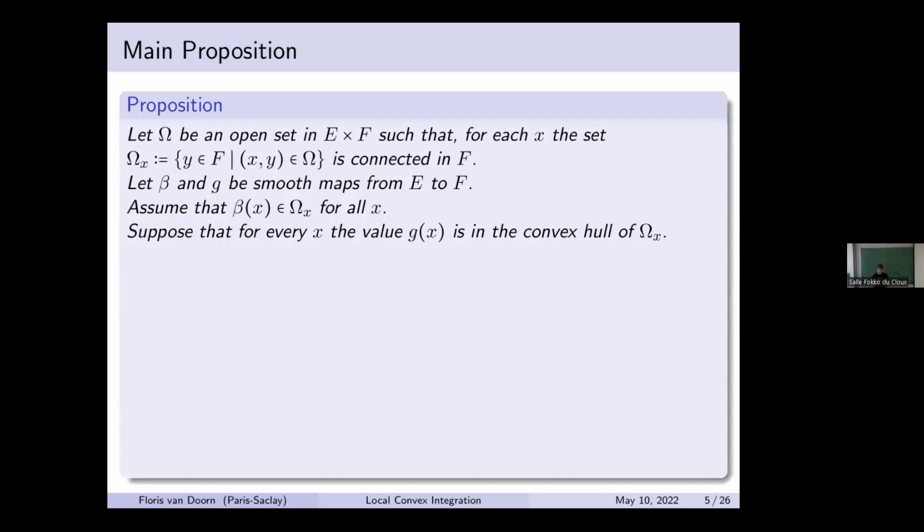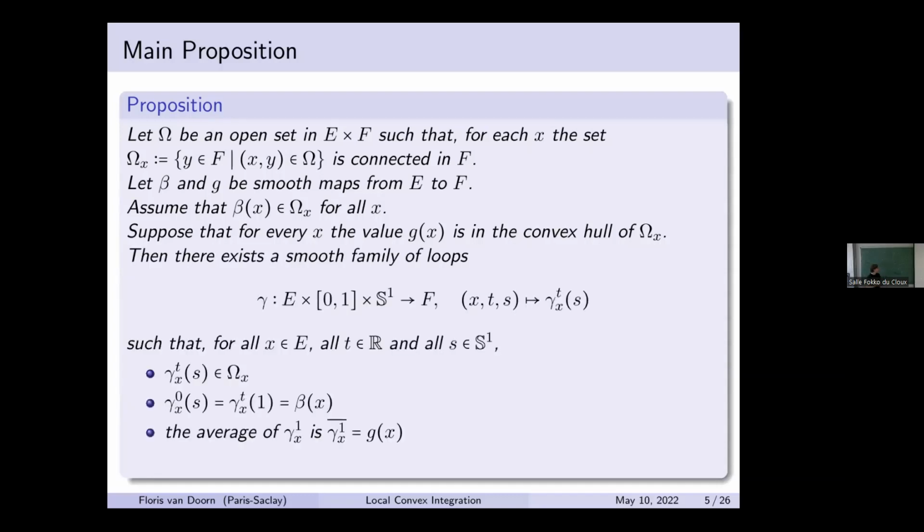So here's the proposition in words. We have omega, an open set in E times F, such that if we take these slices of the omega, these omega x, they are connected components in F. And we have these smooth maps beta and G. And we assume that beta, the base points for the loops we want, are in omega x. And finally, the G's are in the convex hull of omega x. And because omega is open, we don't have to take the interior of the convex hull.